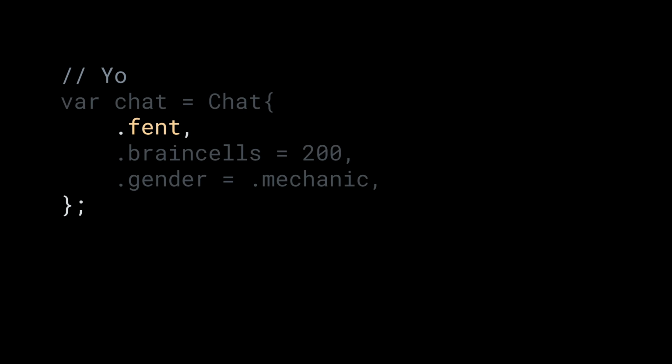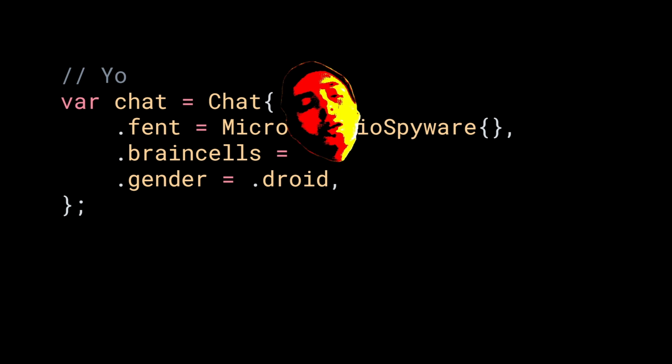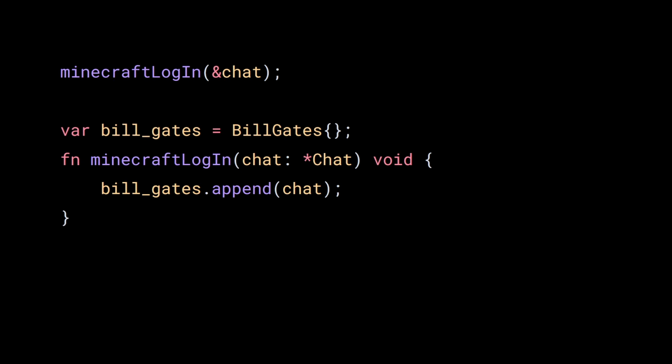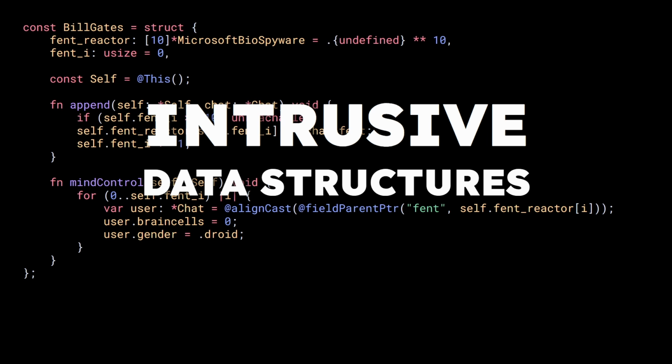Yo, chat, the Fent was actually a Microsoft-biased spyware that has been slowly and quietly liquefying our brain cells to turn us into droids. The Fent was a sleeper agent that got activated after we logged into Minecraft. Bill Gates now has total mental control over us. Turns out Bill Gates is an intrusive data structure.